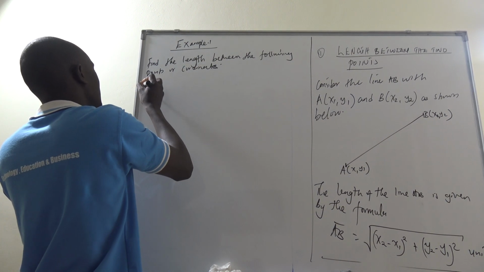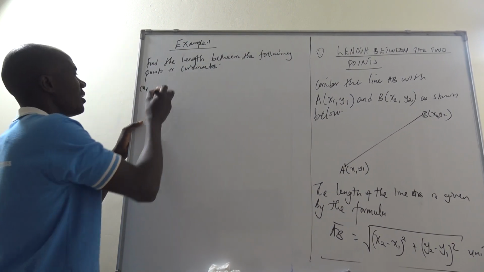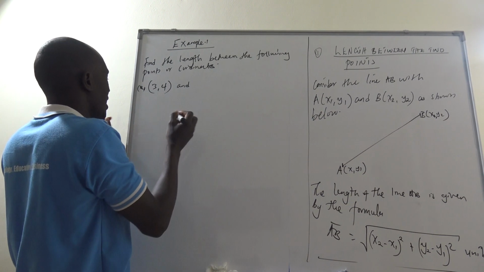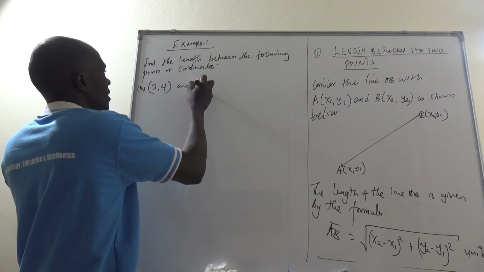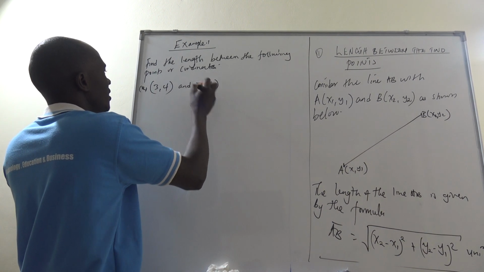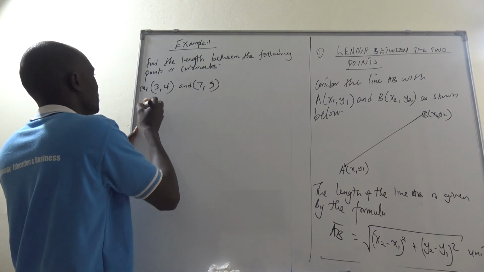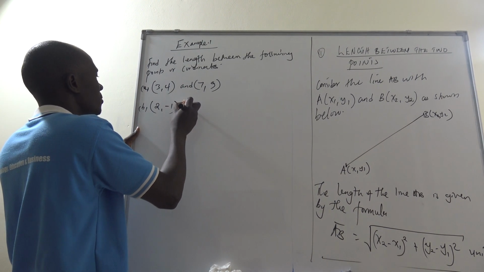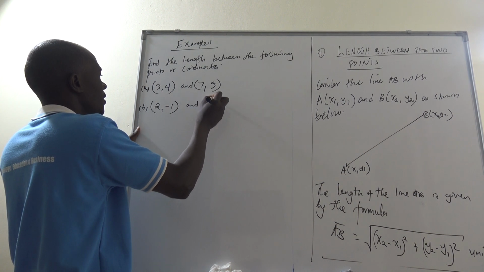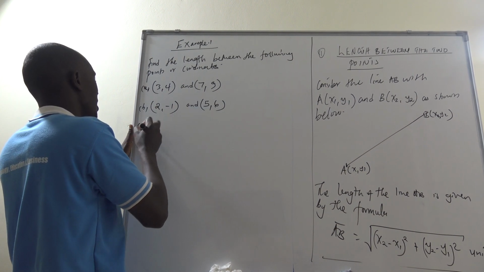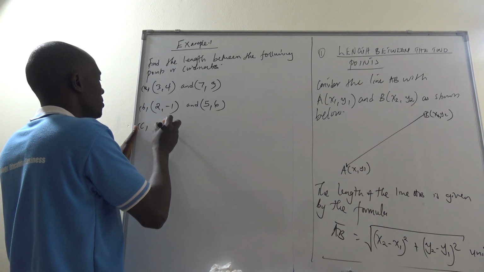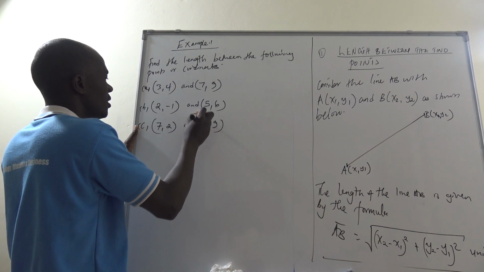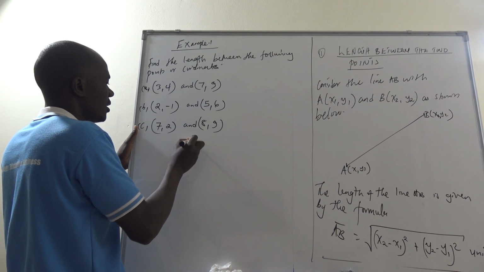You can start with part A: 3, 4 and 7, 9. Part B: 2, -1 and 5, 6. Part C: 7, 2 and 8, 9. You can look at our solutions on this.